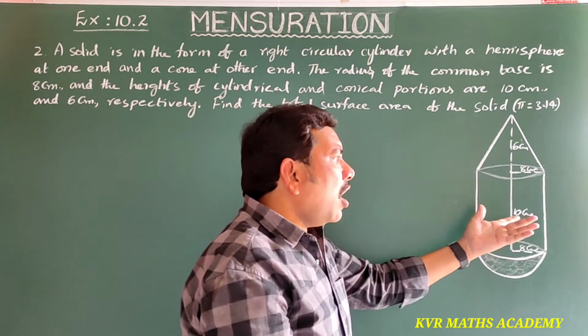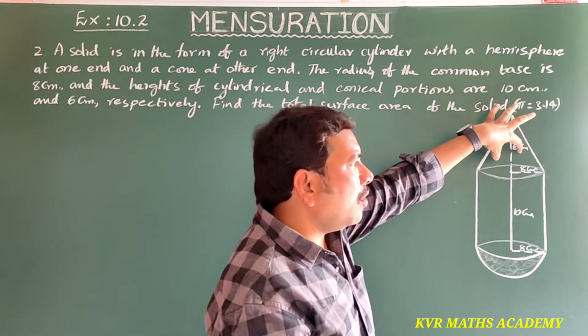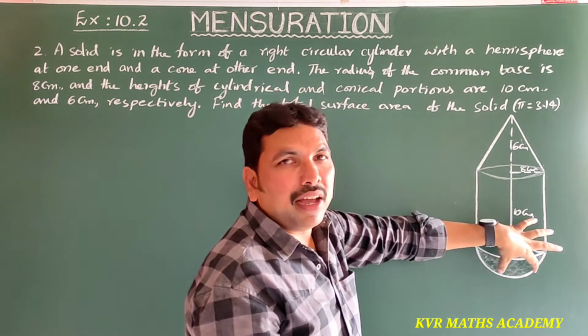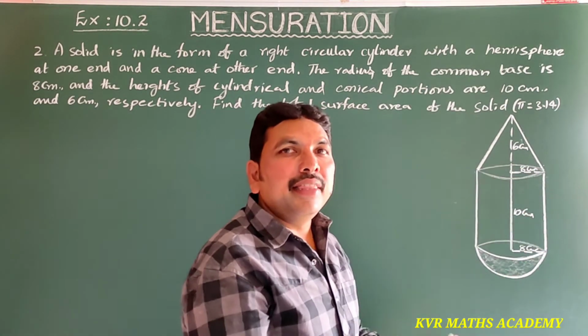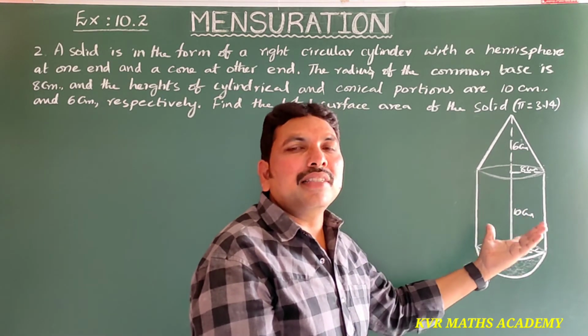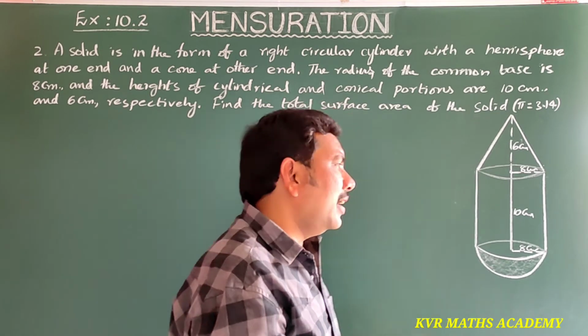Right. So what should we find first? Yes, first the CSA of the cone, next the CSA of the cylinder, and the CSA of the hemisphere we have to find. Then we have to add them, and then it will come to the total surface area of the solid. Right, let us do it.